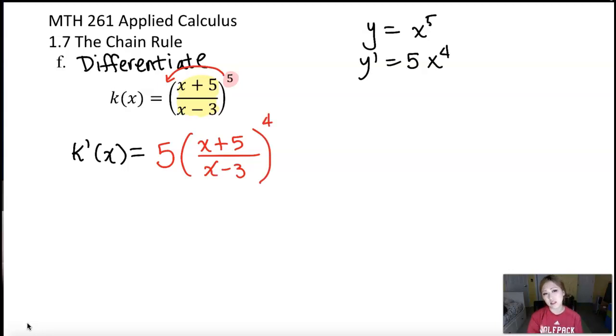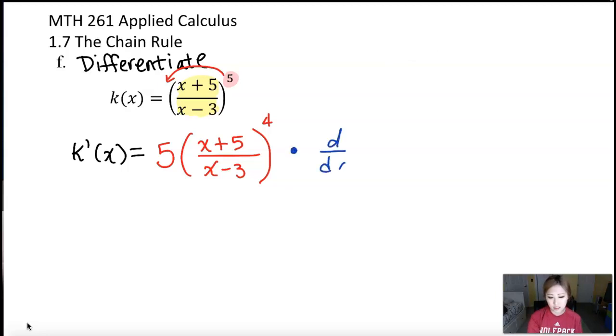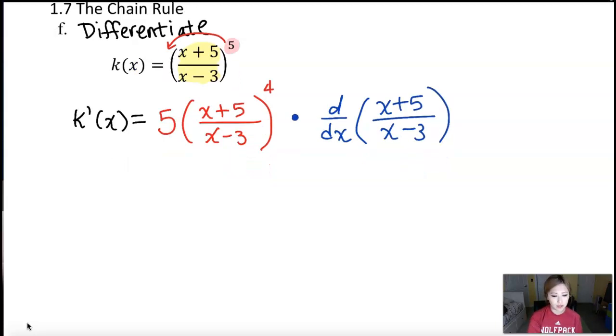Now that's not it. We just did the outside function's derivative. Now we need to multiply this by the derivative of the inside part. So I'll write this down. My plan is now to take the derivative of x plus 5 over x minus 3. Okay, so the red part is done. What I wrote down in red is all done. It's just going to wait while we now work with this quotient.